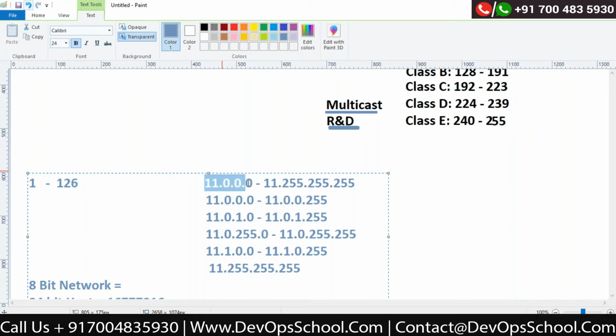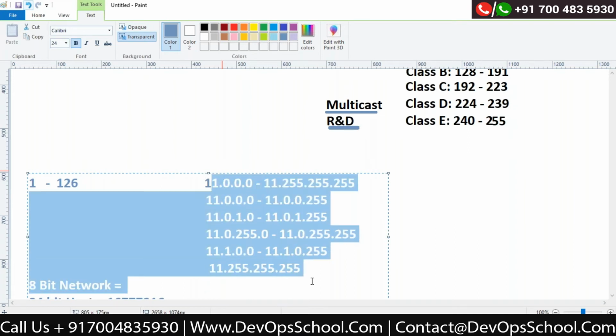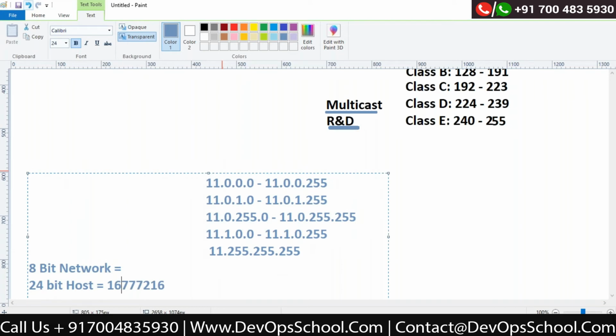So within this 11, the first IP address is this, the last IP address is this. So this is my network which starts with the IP address 11, and this many IP addresses I'm getting. Correct? So this is the rule of class A.